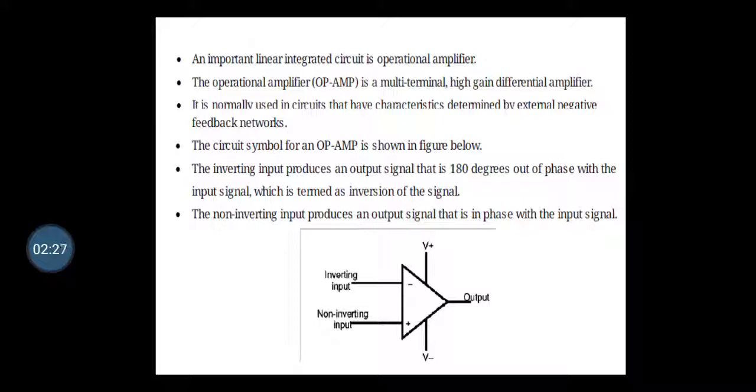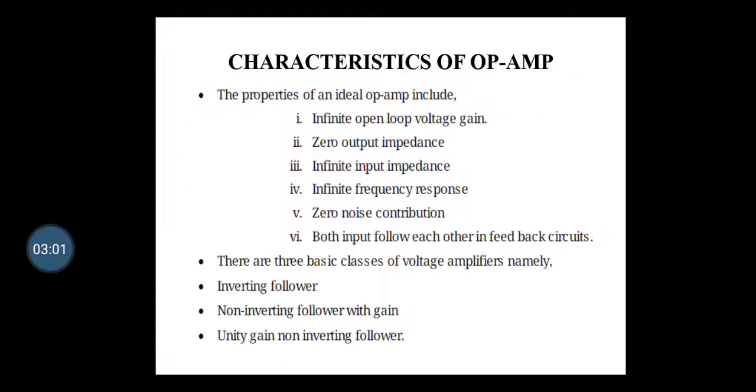The circuit symbol of the op-amp is shown in the figure. It has two inputs. One is the inverting input, another one is the non-inverting input. The inverting input produces an output signal that is 180 degrees out of phase with the input signal, which is termed as inversion of the signal. The non-inverting input produces an output signal that is in phase with the input signal. The V plus and V minus are used to turn on the operational amplifier to produce the output by processing the inputs.